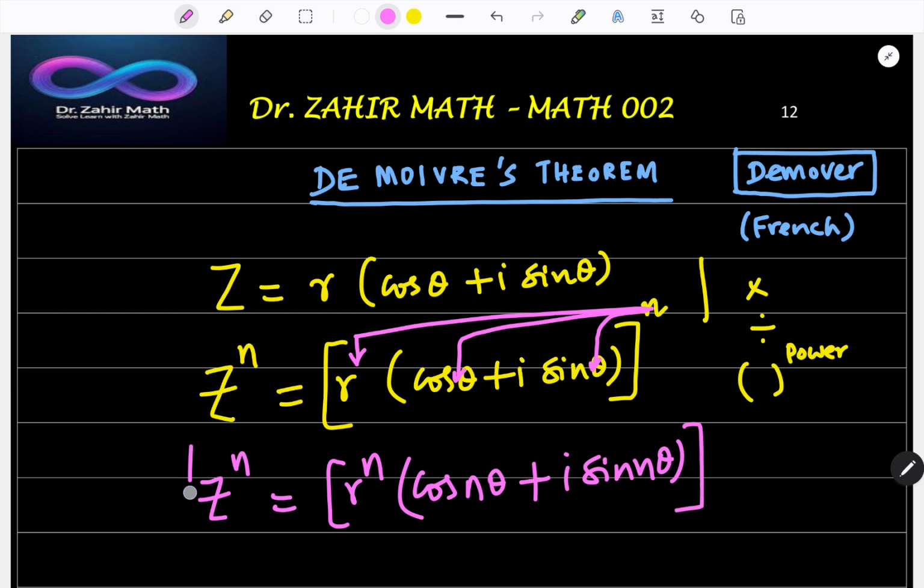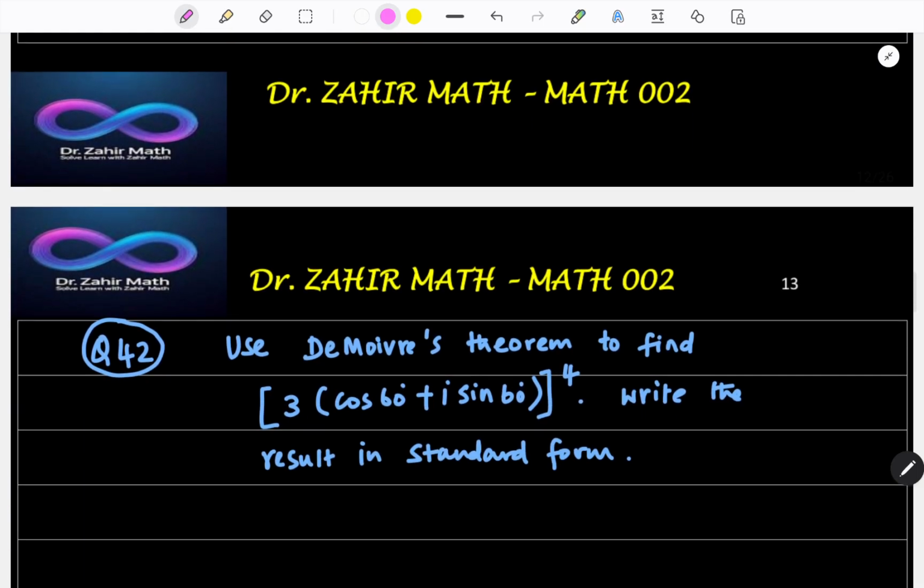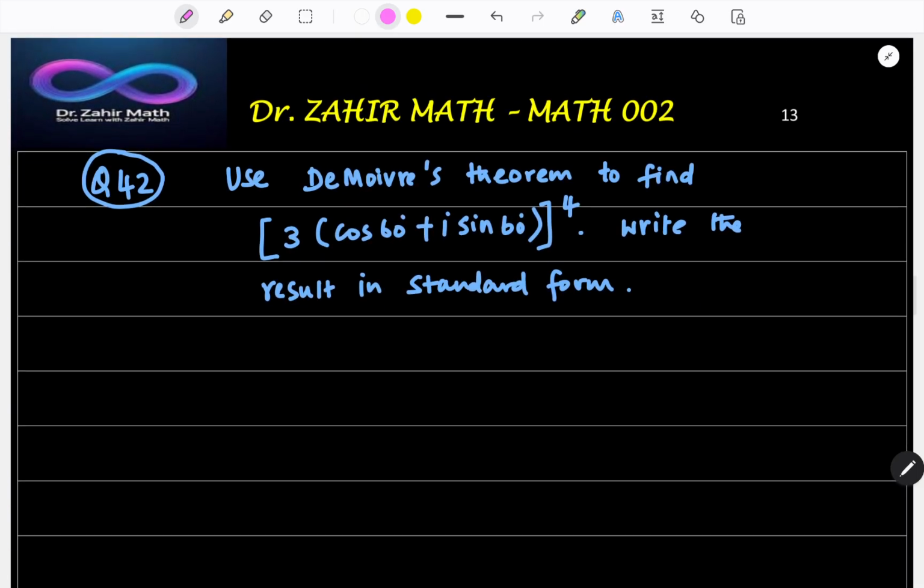So whether you remember this formula or not, we can do the questions directly. What you need to remember is: if there is a power, bring it here, here and here. That's it. Automatically you will get the answer by the calculator. Let's go for this one. Use De Moivre's theorem to find 3 cosine 60 degrees plus i sine 60 degrees to the power of 4, and write the result in standard form.